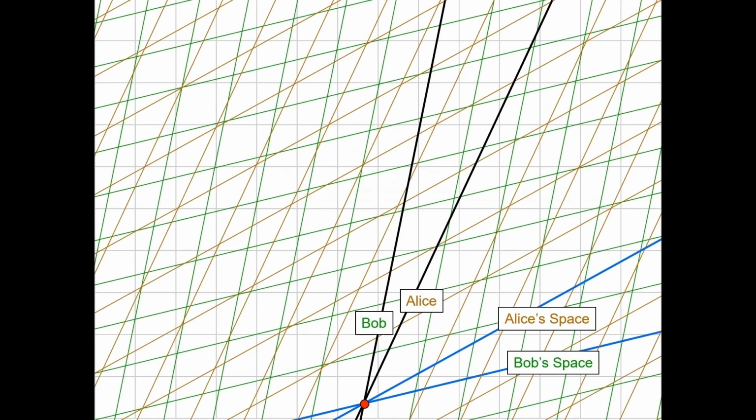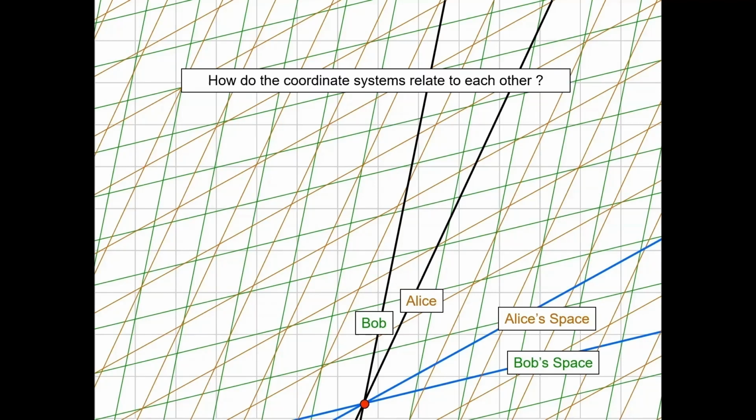Here we have two world lines, Bob and Alice, together, and each one of them, using the same type of instruments, makes its procedures and gets its coordinate system. Bob has the green coordinate system, and Alice has the brown coordinate system. The question that we asked and want to answer in this video is, how do the coordinate systems relate to each other?